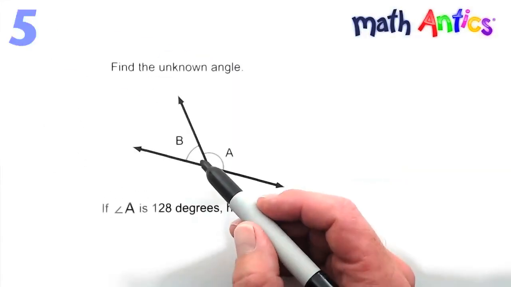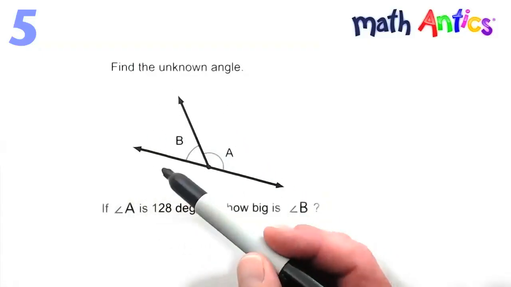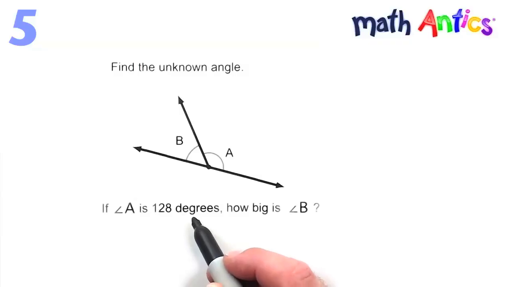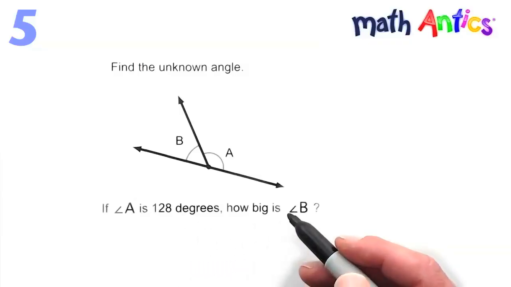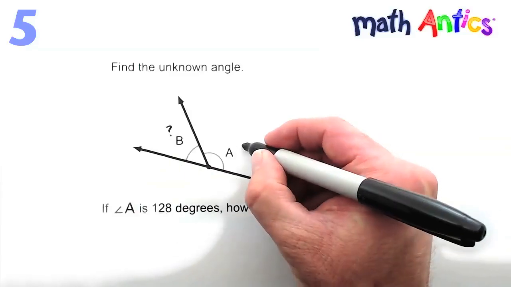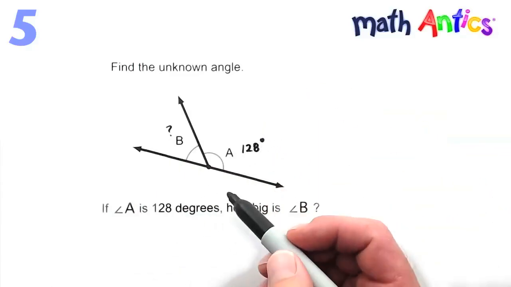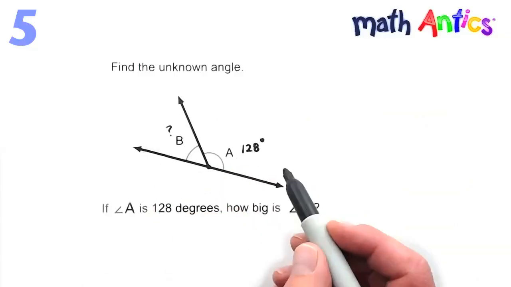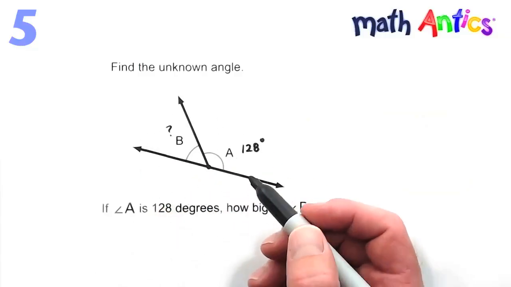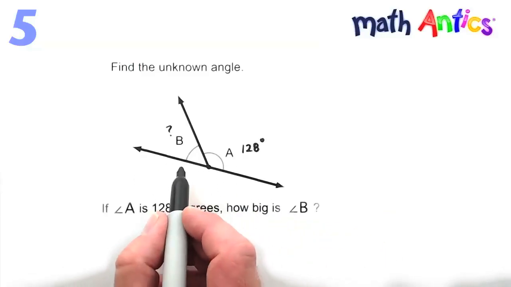The next problem looks a lot like the last one, and we again need to find the unknown angle. Here's our diagram, and it says if angle A is 128 degrees, how big is angle B? So B is our unknown angle, and angle A is 128 degrees. Again, like last time, we need to figure out what the total might be so that we can find our unknown.